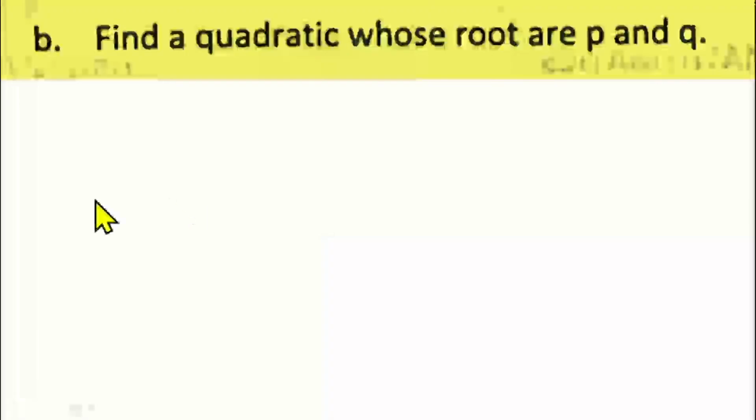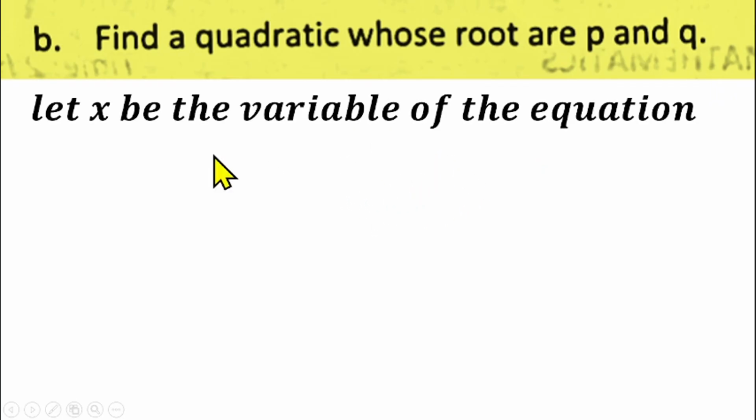Question number 4b, you have to find the quadratic equation whose roots are p and q. So we are having the roots of the quadratic equation to be p and q. You have to find the quadratic equation. So the first thing to do is to let us know the variable of the equation. So let x be the variable of the equation.